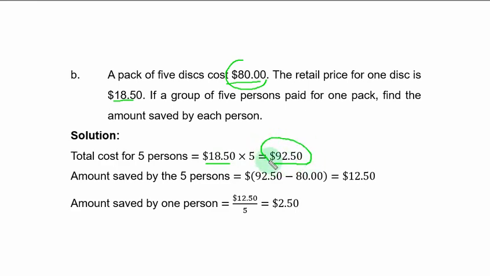5 of them will have to pay $92.50. So the amount saved by the 5 of them, if they buy together, is the difference, which is $12.50. The amount saved by one person is simply the amount saved by the 5 of them divided by 5. That is $12.50 divided by 5, and you have $2.50.